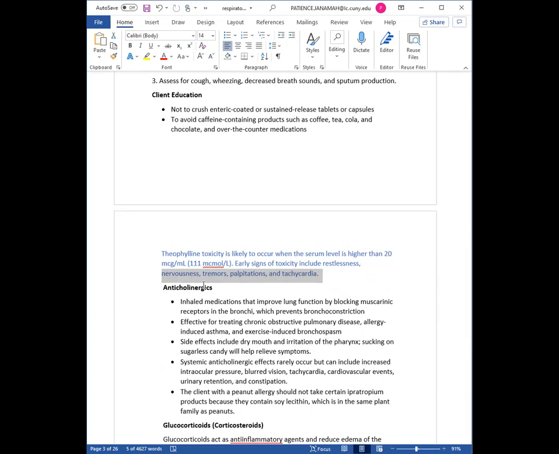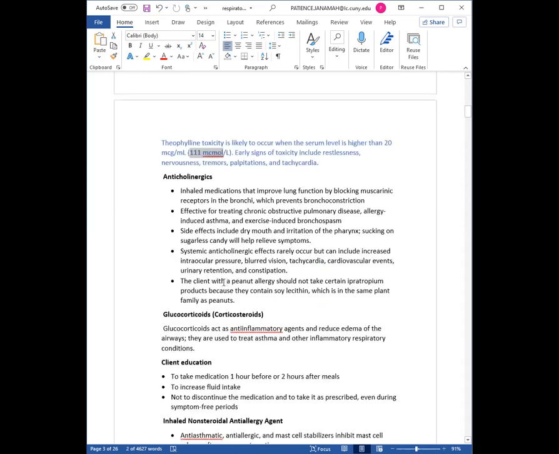So a level higher than 20 means the patient will start manifesting early signs. From 0 to 20 is what you expect the normal to be. Above 20 is a question mark. And when it goes higher than that, you are expecting the patient to be at a different level. That's too much for the patient.